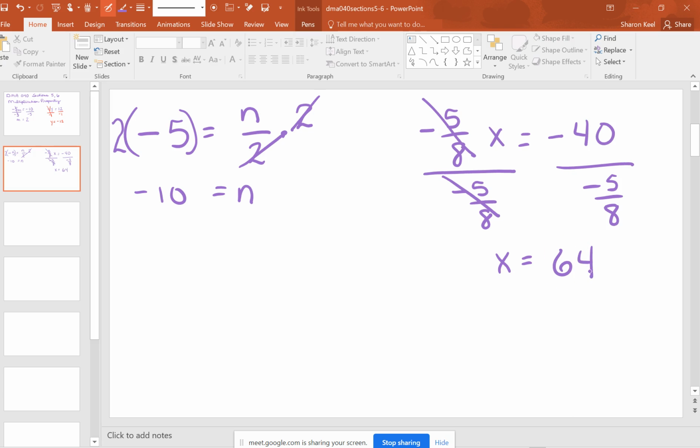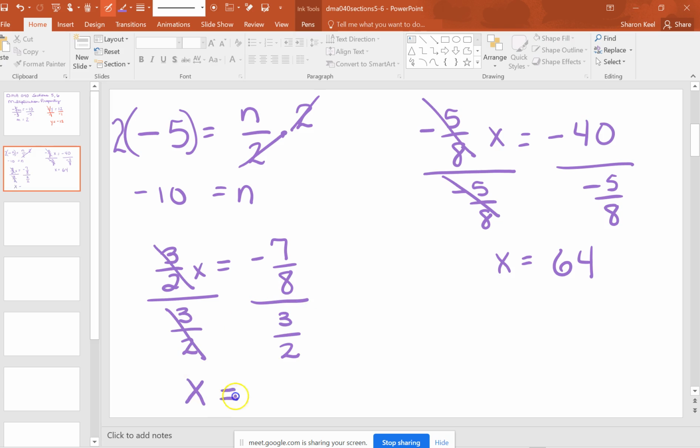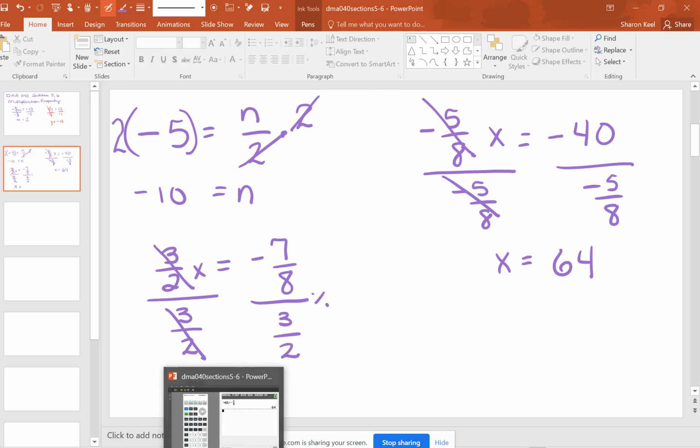Okay, let's try another one like that again with a fraction. If I have 3/2 x equals -7/8. In order to get x alone, the opposite of multiplying is to divide. So I'm going to divide both sides by the fraction 3/2. So that's going to cancel and leave me with x. So I have -7/8 divided by a +3/2.